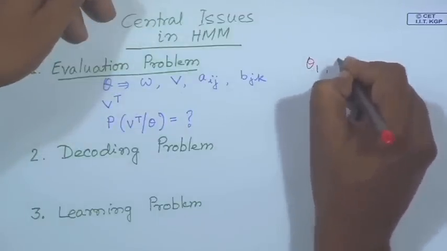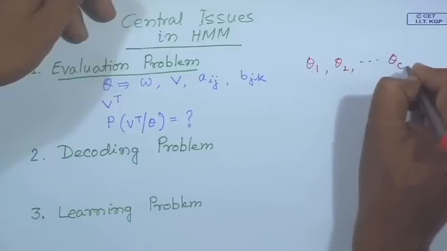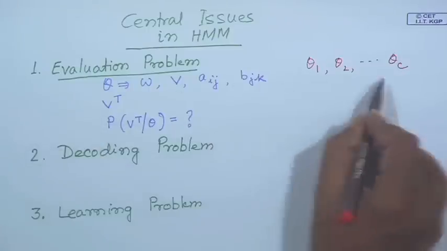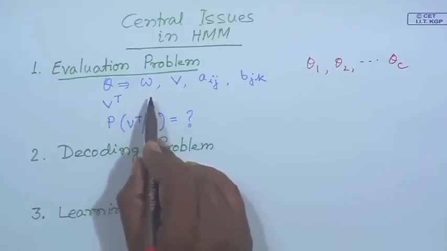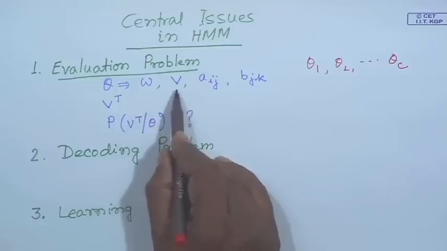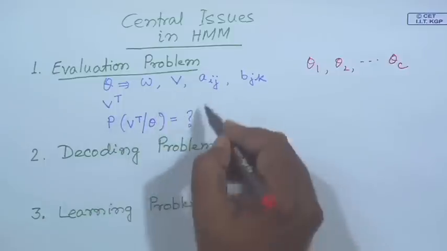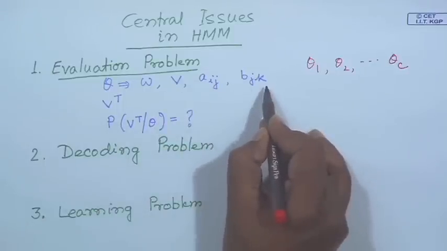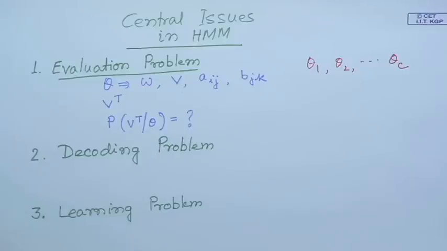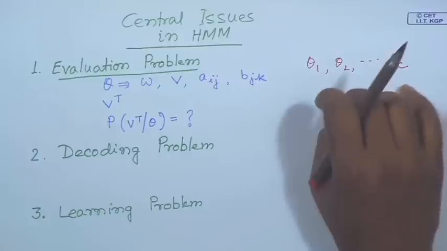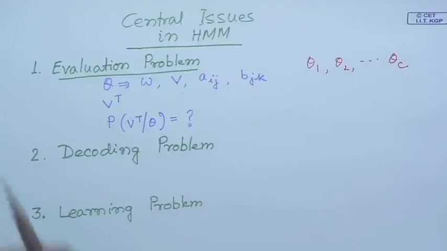So, once we have so many models, theta 1, theta 2 up to theta c, if the input sequence is to be classified into one of the C classes, for every class I have to have a hidden Markov model. Every theta will have its corresponding omega, the set of hidden states, its corresponding V, the set of visible states, its corresponding Aij and its corresponding Bjk. Theta 2 will also have its own omega, V, Aij and Bjk. So, every sequence or every class is represented by a separate hidden Markov model.